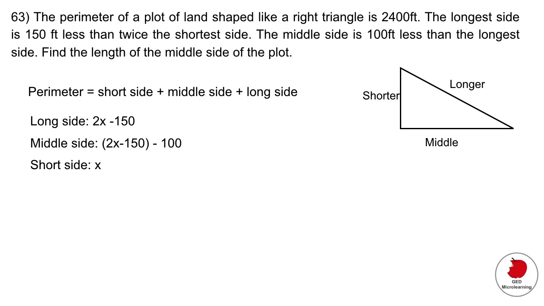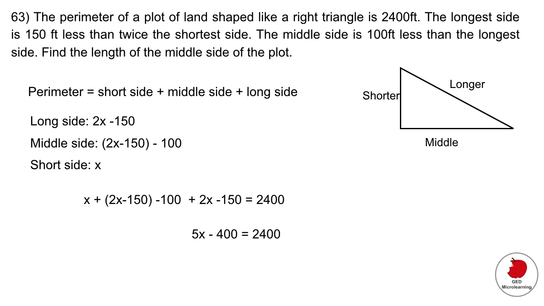And now all you have to do is use these values and plug them into that equation that says perimeter is equal to short side plus middle side plus long side. Okay, like that. And everything is going to equal 2,400 because they're telling us in the question that that's the perimeter of the plot. All right, so what you want to do is just clean things up a little bit. So you're going to add all the x terms together. So x plus 2x plus 2x, that would give you 5x. And then minus 50, minus 100, minus 150, which gives you minus 400.